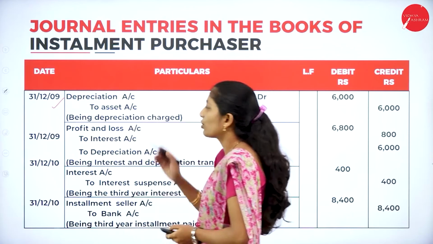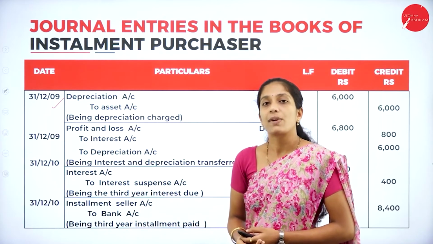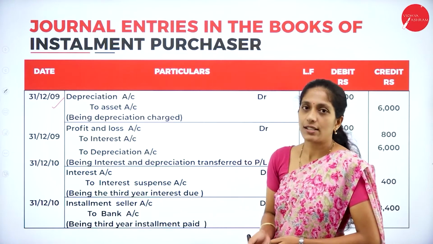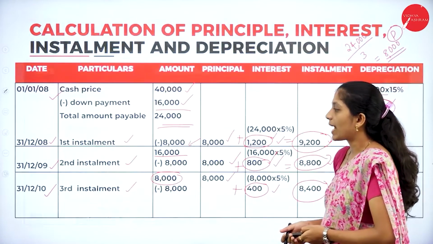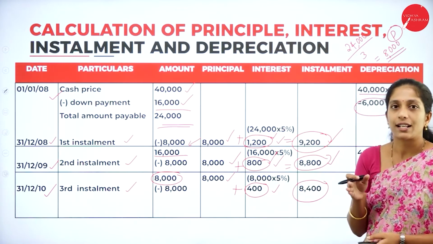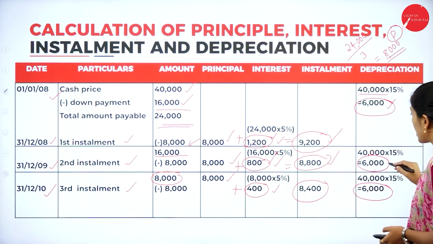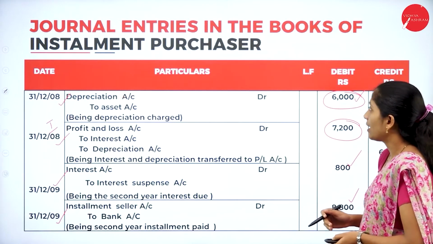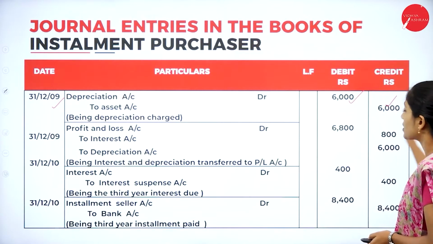Next entry is for depreciation charge, that is end of second year. Depreciation account debit to asset account, or you can write depreciation account debit to motor bike account, being depreciation charged. Now what is the depreciation? As I told, since we are following the straight line method, depreciation remains the same. So in the second year also it is 6,000. So record that amount, 6,000.